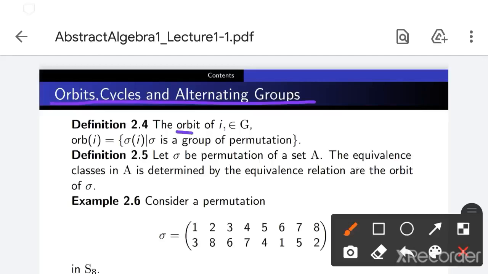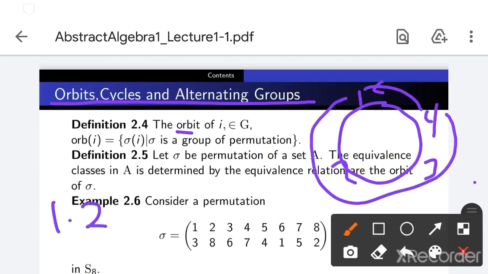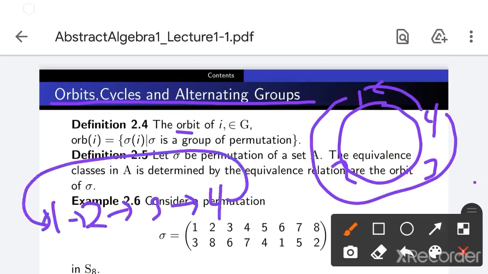What does orbit mean? Orbit is like something in a circle. If I start with a 1, I go to a 2, I go to 3, I go to a 4. Do I come back to a 1? If I can come back to a 1, then 1, 2, 3, 4 becomes a cycle, because 1 gives me 2, and 2 gives me 3, and 3 gives me 4, but 4 gives me back again 1. So that becomes an orbit in permutations, and I want us to see how it is done.